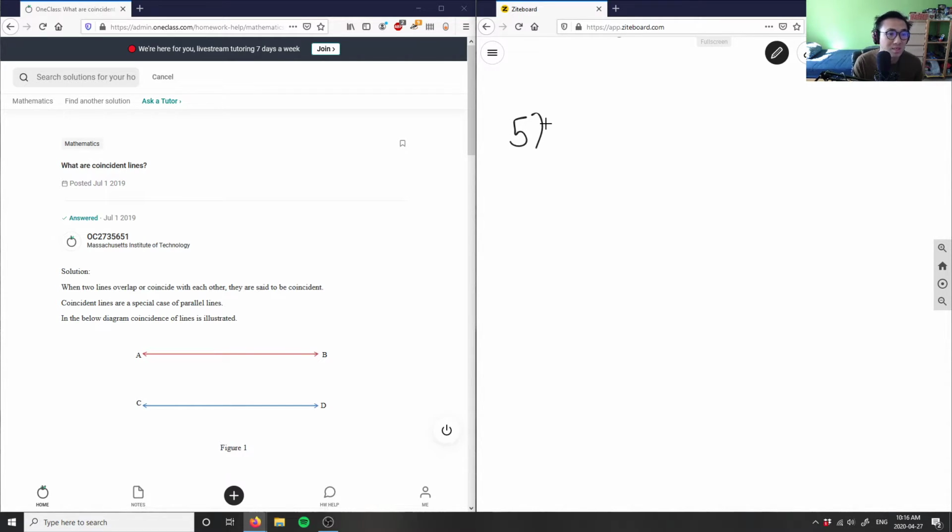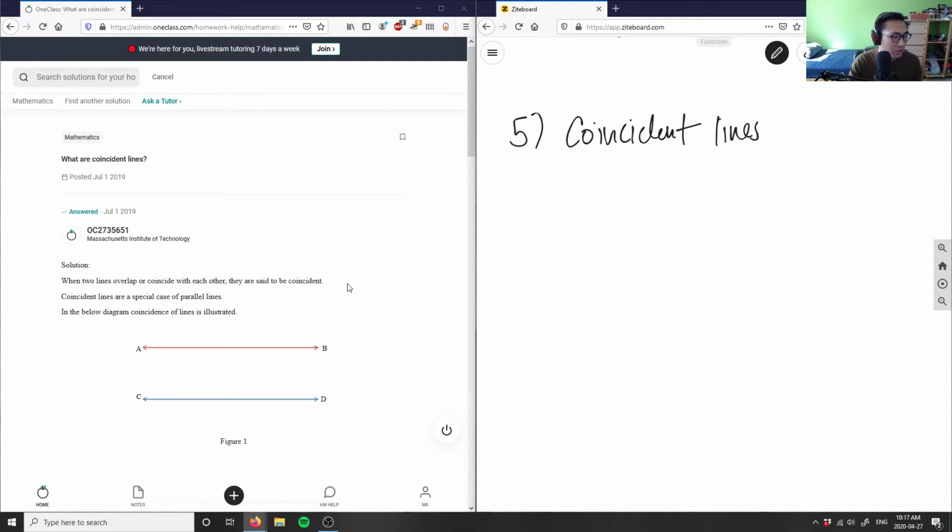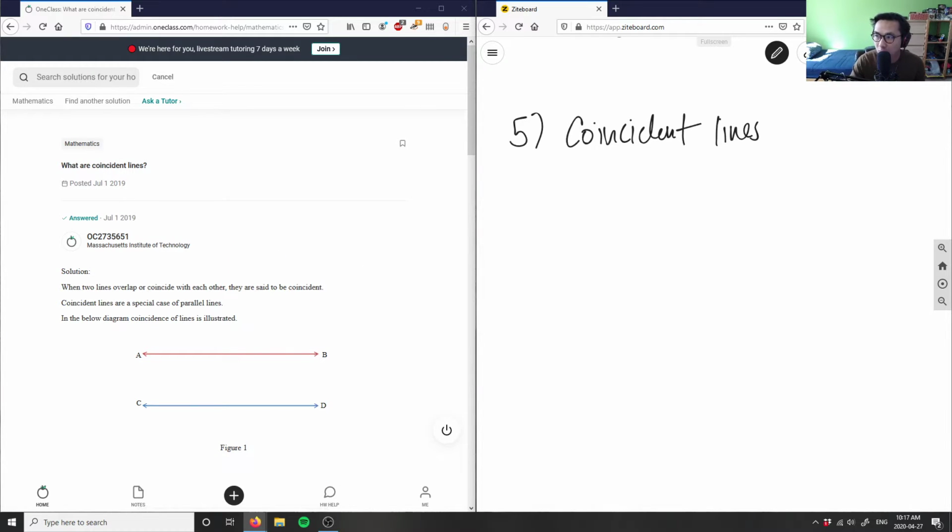So this is, what are coincident lines? It's talking about this concept of coincident lines. So take a moment to think about this answer here. What are coincident lines? Even though I guess the solution is kind of here, right? So you can kind of see what the solution is as well. But think back to geometry when we talk about this concept of coincident lines, and you can look at the solution if you're having trouble here.